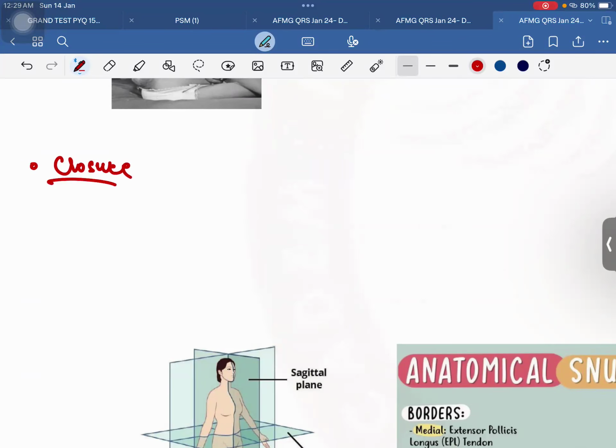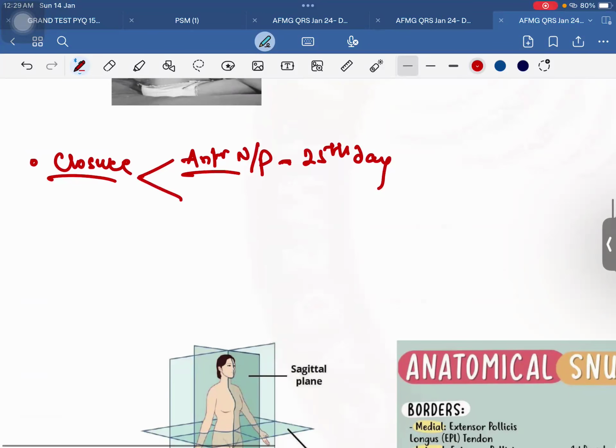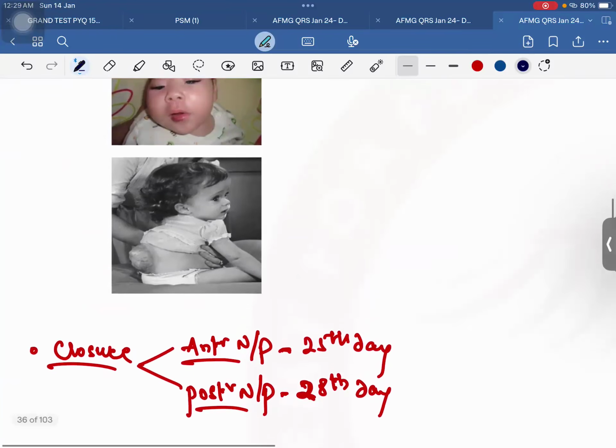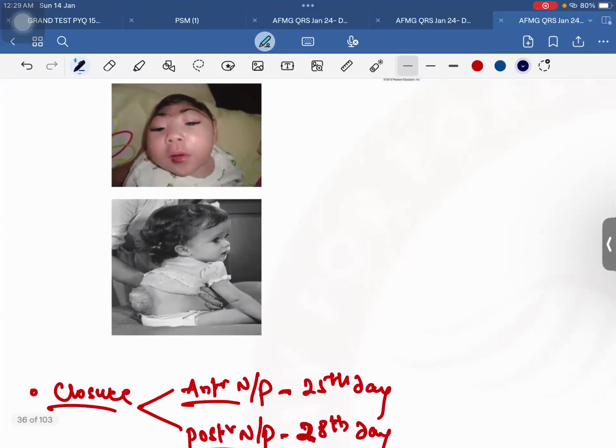The anterior neuropore is going to close by the 25th day after fertilization, whereas the posterior neuropore is going to close by the 28th day after fertilization. Please be aware of that. Important is, if these neuropores are not going to fuse with each other, they will remain open, and that leads to formation of the neural tube defects, right?